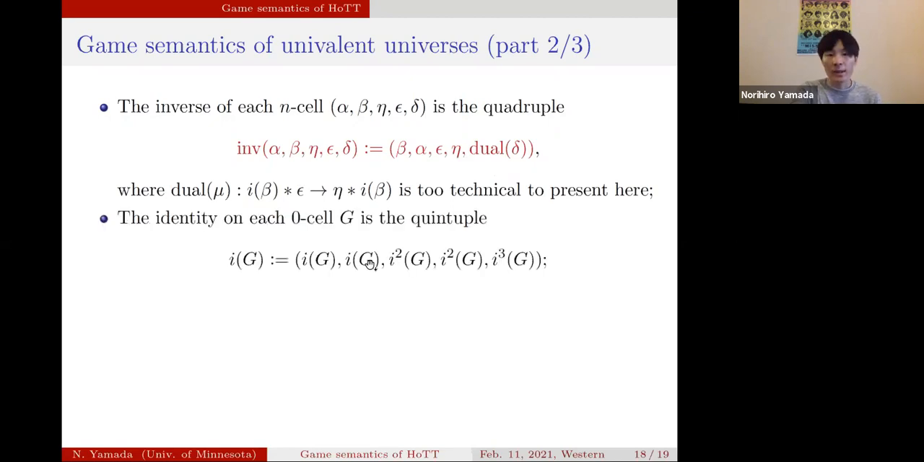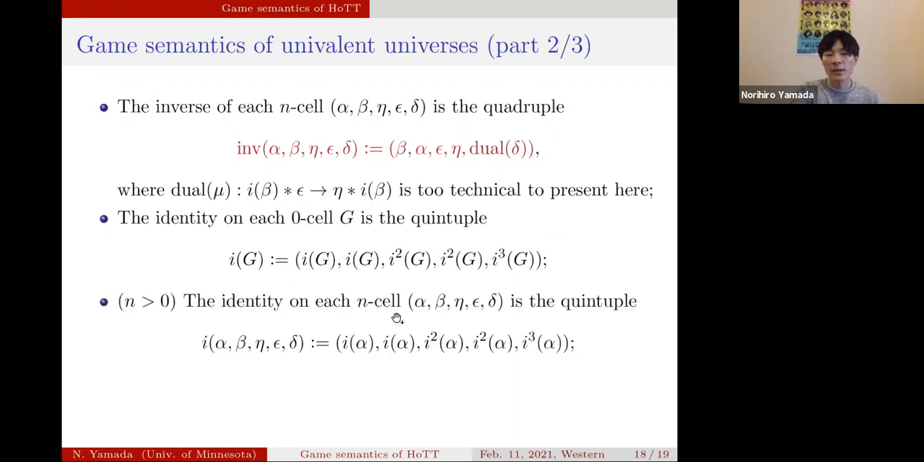And the identity operation is just trivial. Basically, we just apply the identity operation component-wise. And here, this operation is not circular, because the identity operations on the right-hand side are coming from the ambient infinity category.